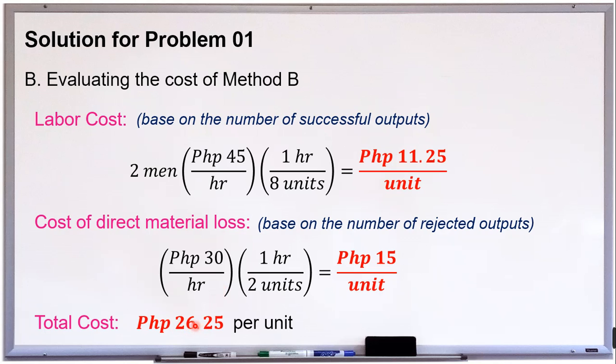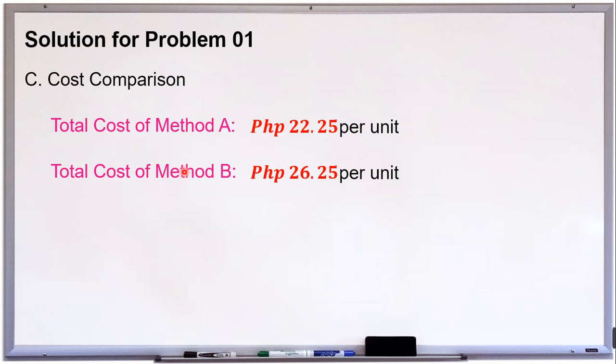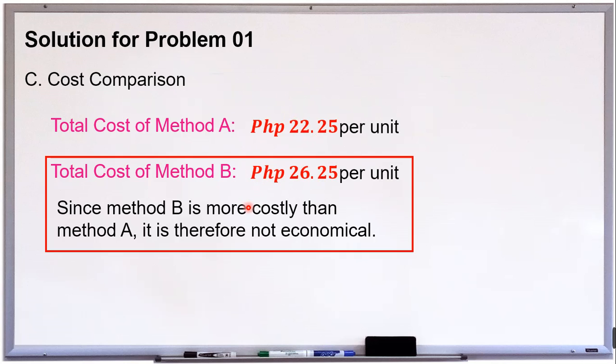Now, once we are done with the evaluation of these two methods, the next step is to compare their total cost. Again, for method A, that's 22.5 per unit. For method B, 26.25 per unit. So this is very obvious. By comparing their total cost, we can say that method B is more costly than method A, and it is therefore not economical.